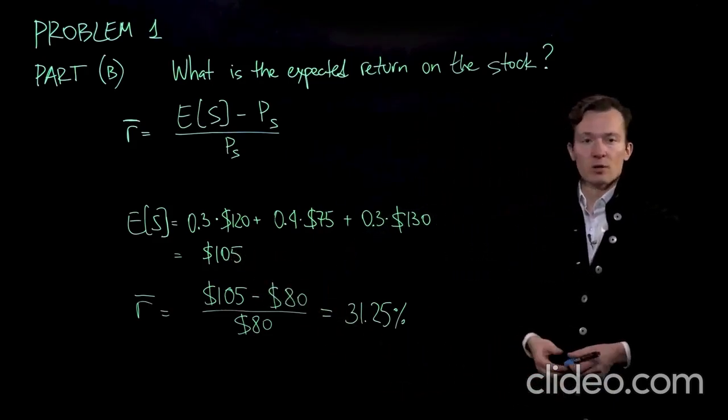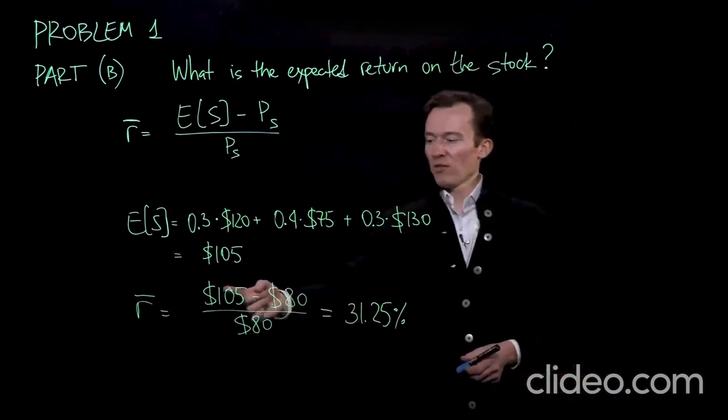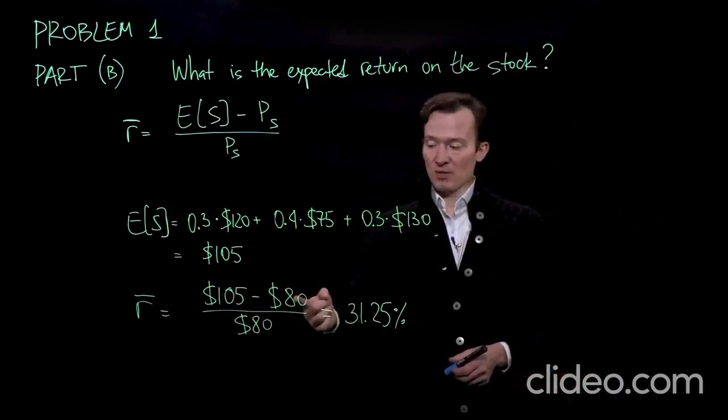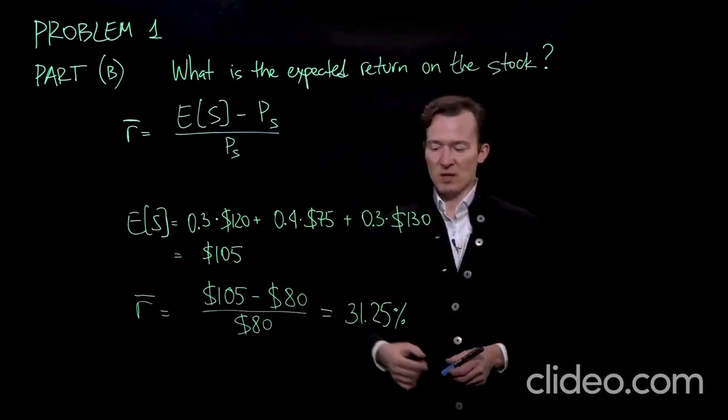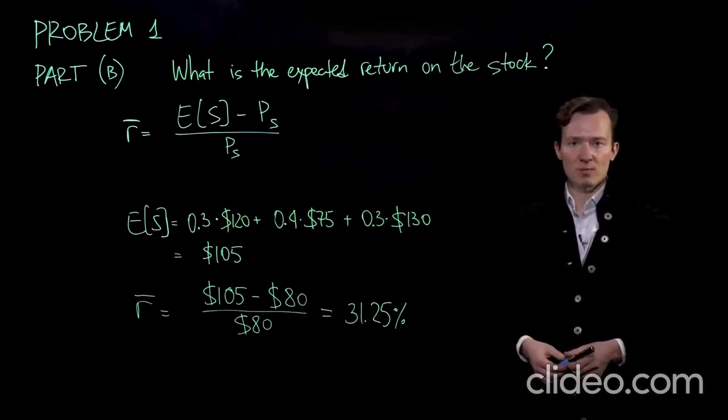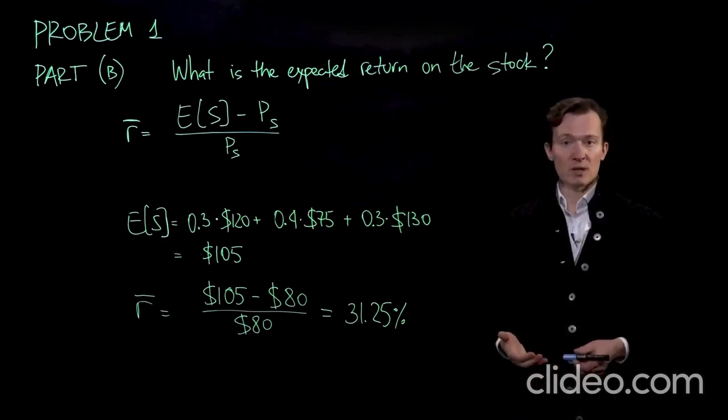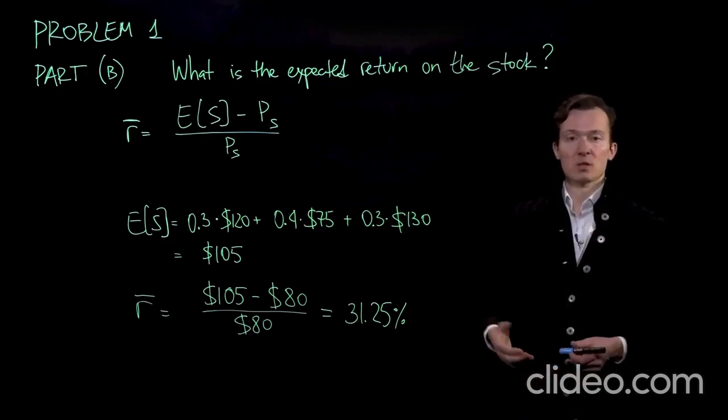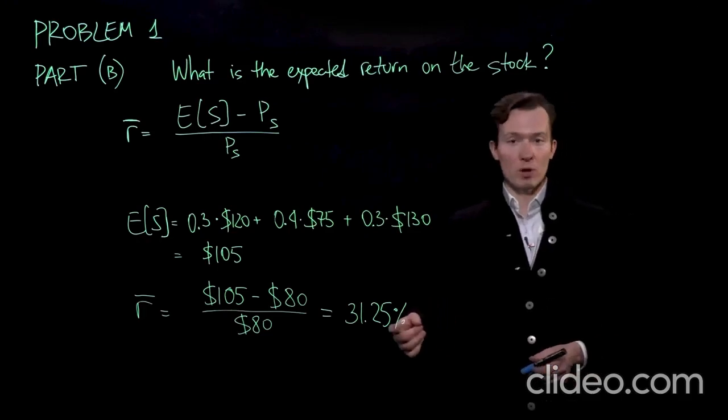Well, the expected return is then 105 minus 80, which is the current price of the stock, divided by 80, which gives us 31.25%. So therefore, the expected return from investing into the stock is 31.25%.